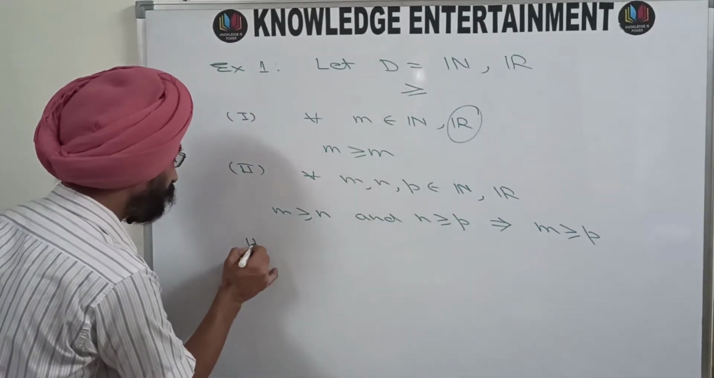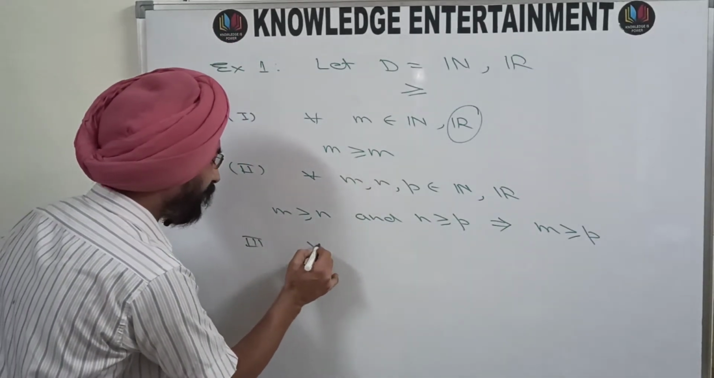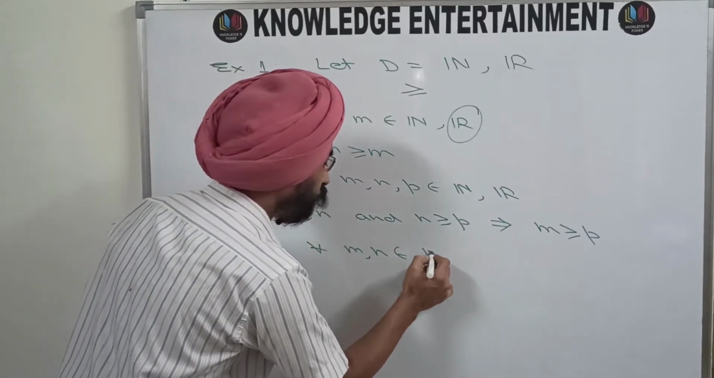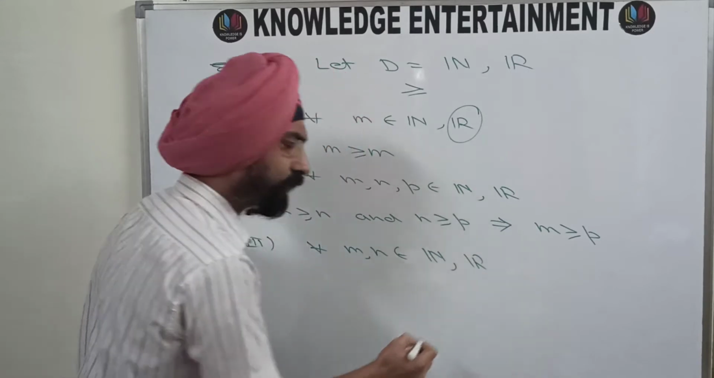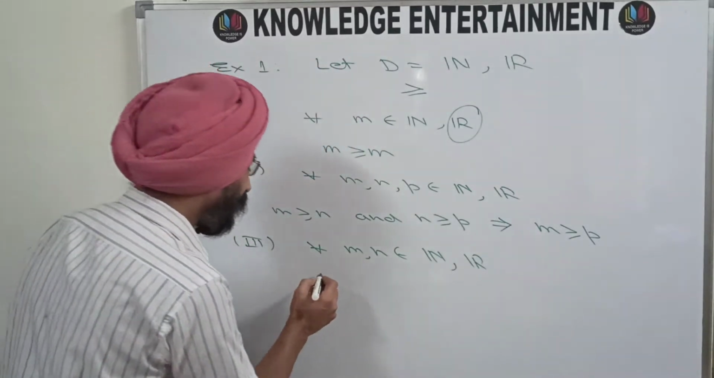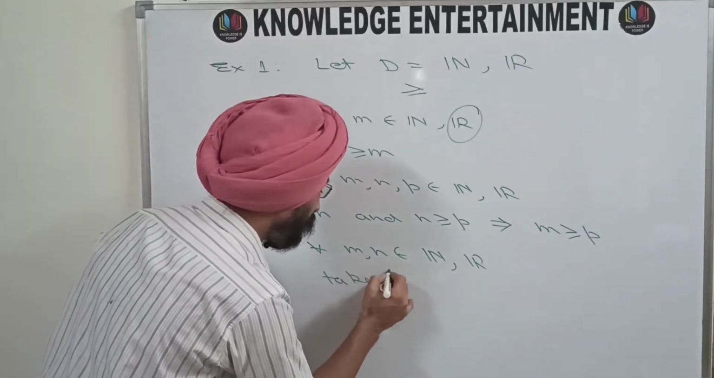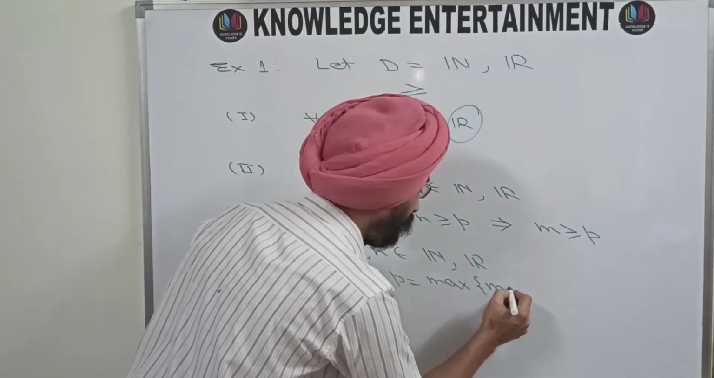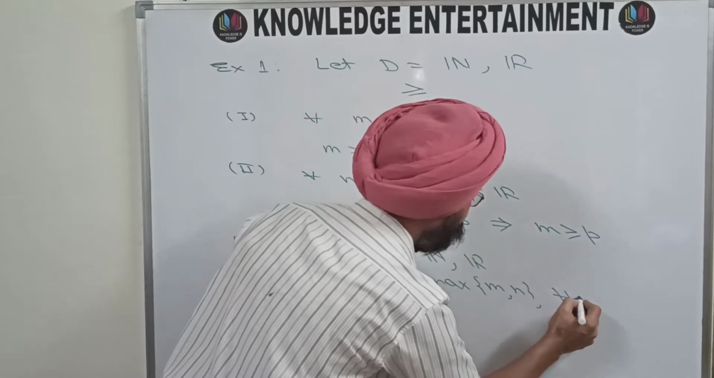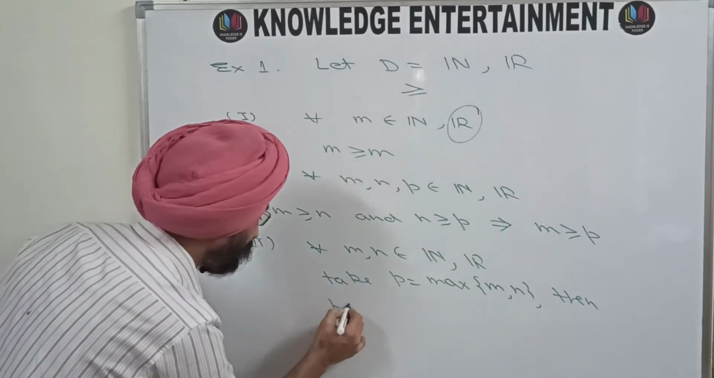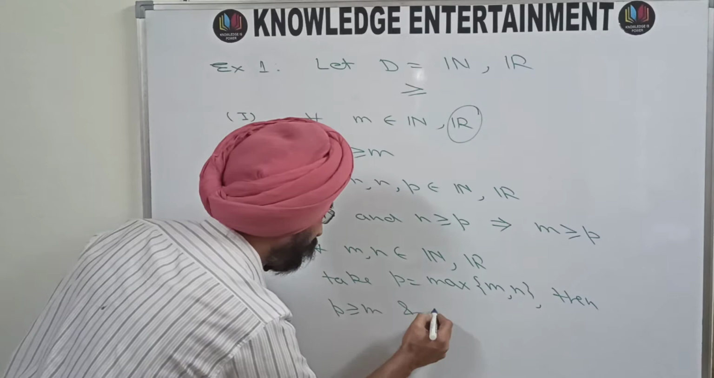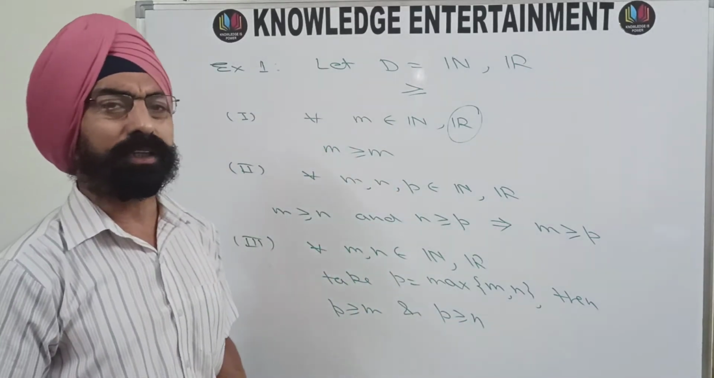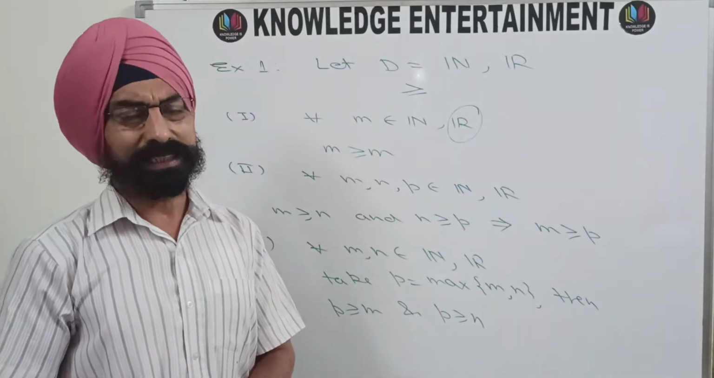Thirdly, for every m and n belonging to the set of natural numbers or the set of real numbers, take p to be the maximum of these two, m and n. Then definitely your p is greater than or equal to m and your p is greater than or equal to n. That means all the three axioms, all the three properties, are being satisfied.